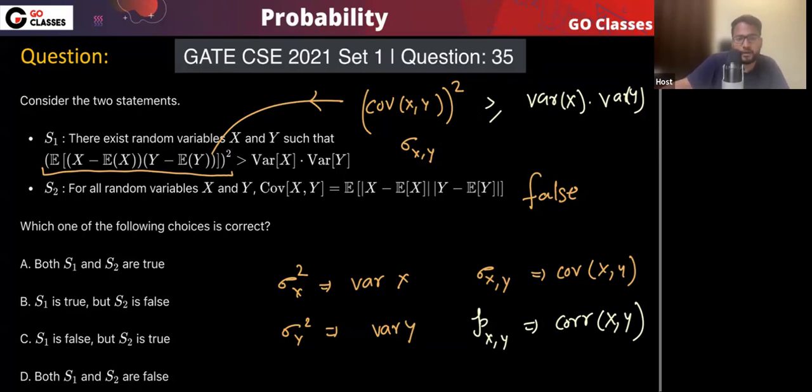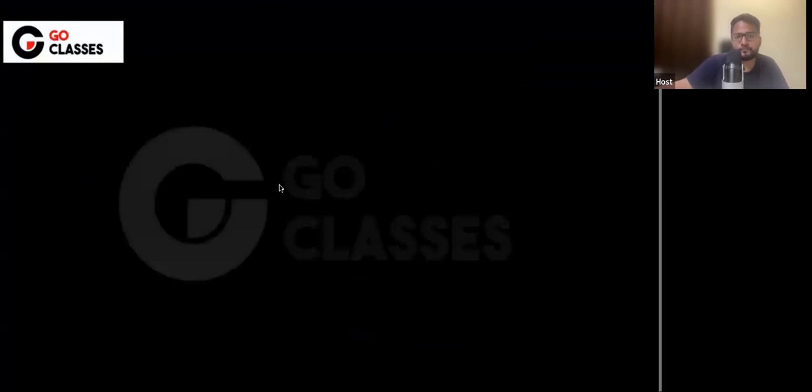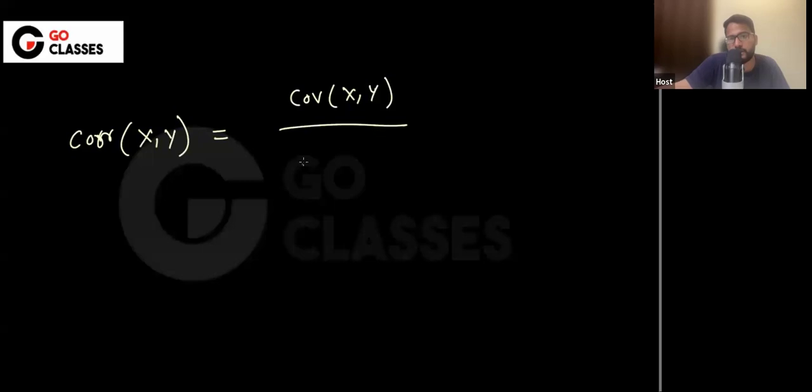Why? See, the correlation between x and y is defined to be the covariance between x and y divided by sigma x into sigma y, right? The sigmas are the standard deviations, and the correlation is less than or equal to 1 and also greater than or equal to -1.